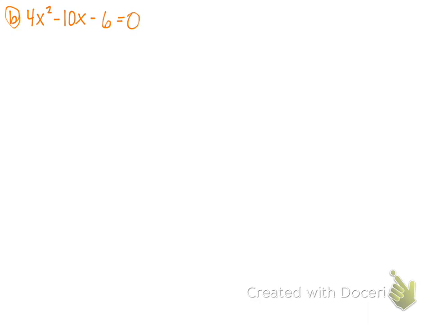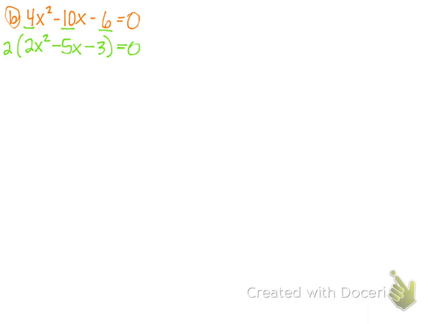We have our quadratic function. We want to factor it. Now, the first thing you're always supposed to check is, do we have a GCF? So we need to look and see, do we have a GCF? And actually in this case we do. All three numbers are divisible by 2. So we're going to pull a 2 out. 4 divided by 2 is 2. 10 divided by 2 is 5. And 6 divided by 2 is 3.